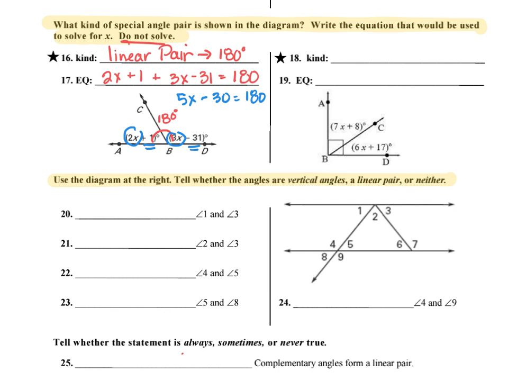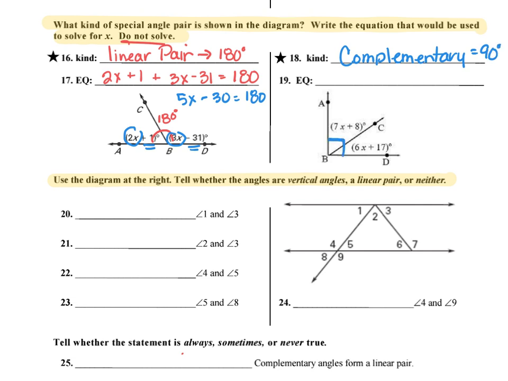Now let's move over to question number 18 right here. And they want to know what kind of angle we have, or what kind of angles. And what I notice in this picture is that we just have the right angle. This little box right here shows us that it's a right angle, and we have two parts to that right angle. That makes us know that those are complementary angles, because they equal 90 degrees.